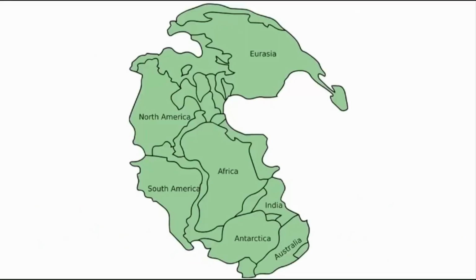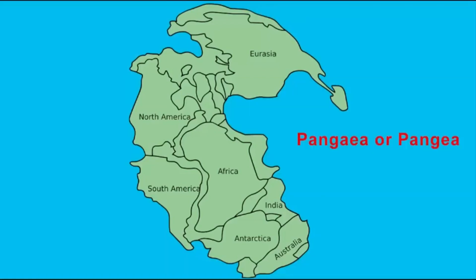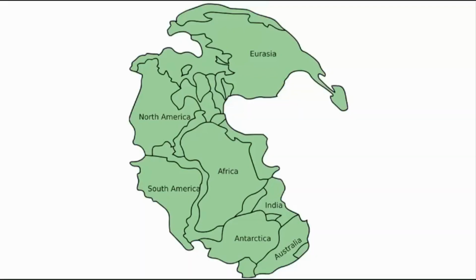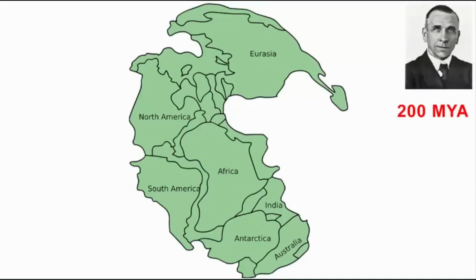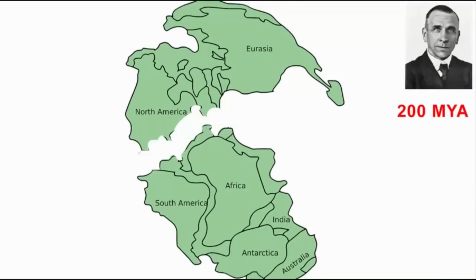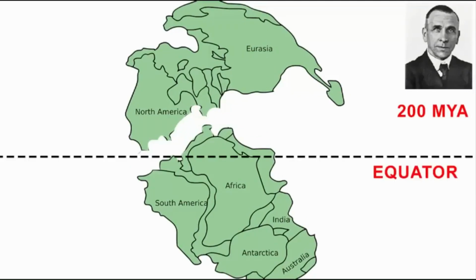Legacy of continental drift. While Wegener's continental drift theory was controversial in his time, it laid the foundation for the modern theory of plate tectonics, which explains not only the movement of continents but also the occurrence of earthquakes, volcanic activity, mountain building, and the formation of ocean basins. Today, the theory of plate tectonics is considered one of the most important concepts in earth science.